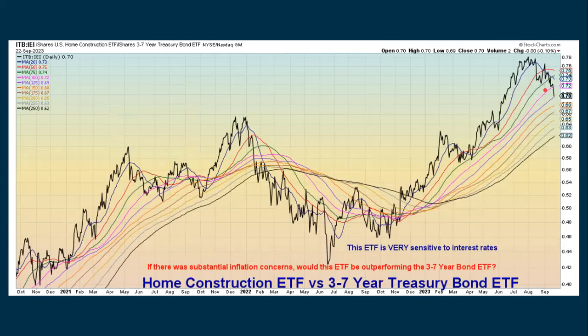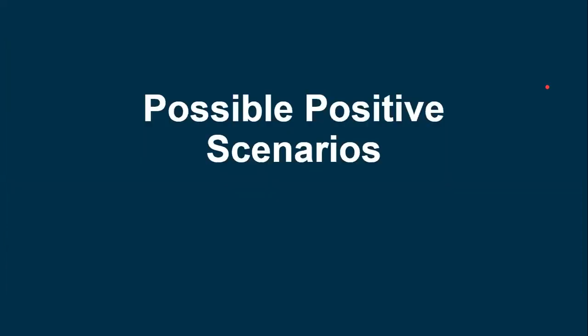Then we look at home construction, an area that is very sensitive to interest rates. And we had been really going up, but now we're starting to see some weakness. Then I also have a thing called the possible positive scenarios. When we're going down like we are now, and you might be seeing some of these charts in the daily videos pretty soon if we continue to fall. But when we see a lot of these charts coming together at the same time, a lot of times that will suggest that maybe we've hit some kind of a bottom.